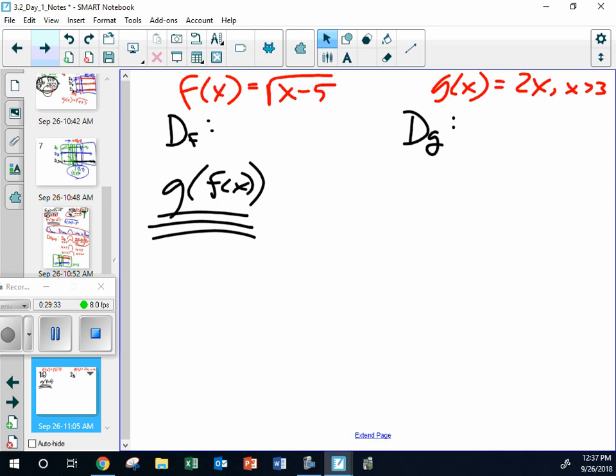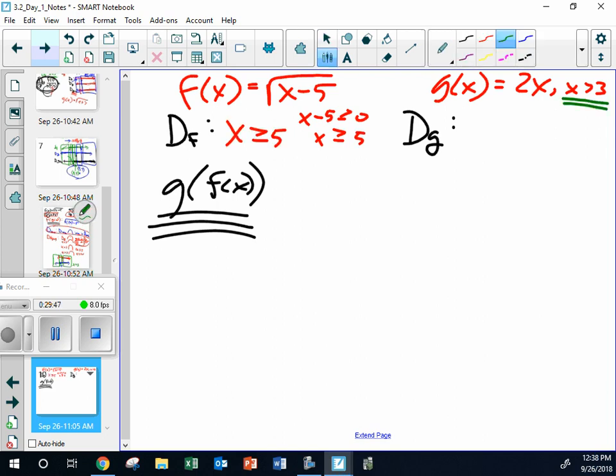All right. First thing, domain of f. I know how to do this kind. X minus 5 greater than or equal to 0, x greater than or equal to 5. Domain of g. Hey, it tells me the domain of g right there. X greater than 3. This is a lot like that other one, except this is the backwards one. G isn't on the inside, f is on the inside. Hopefully you use the right formula.